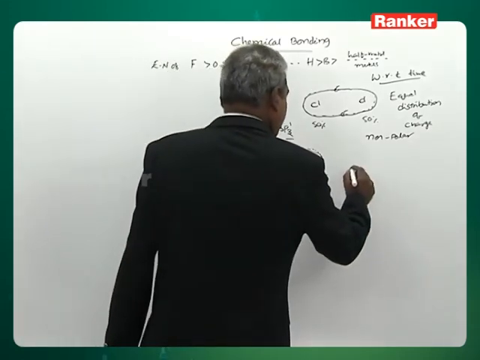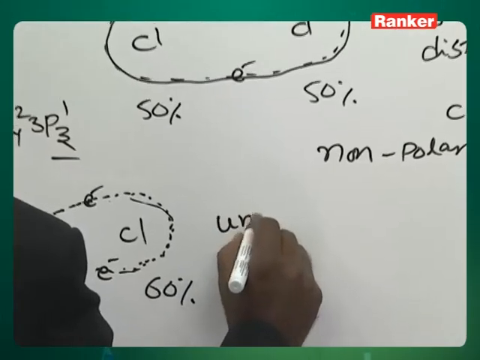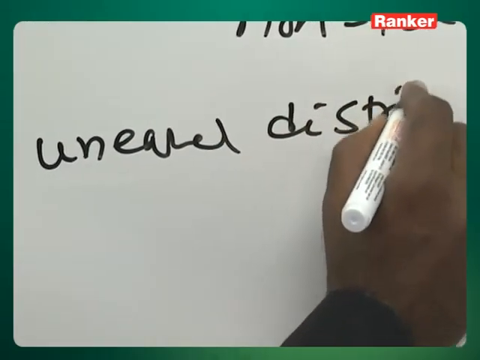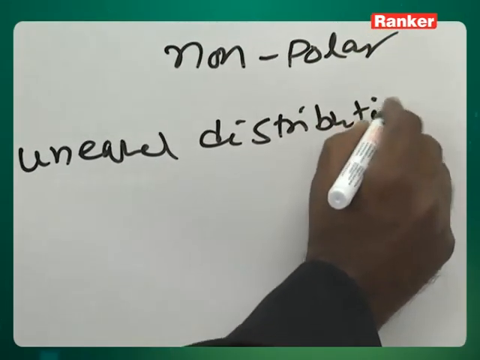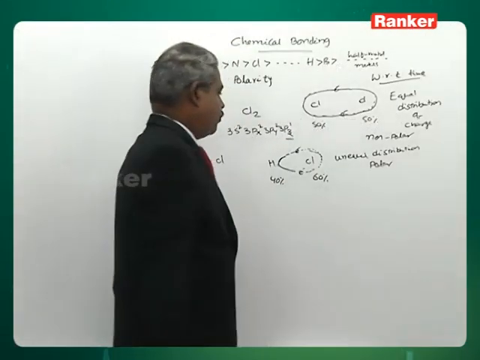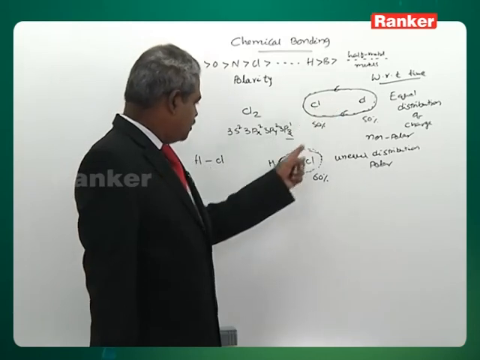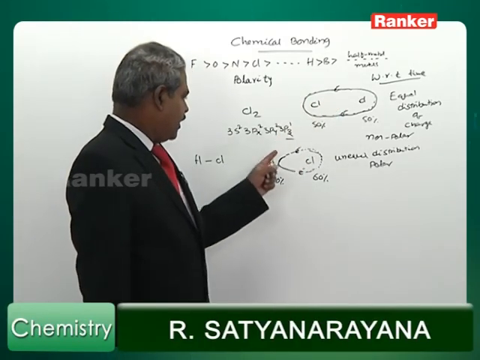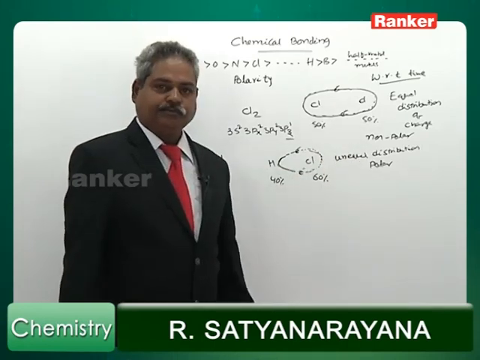Therefore, this is called unequal distribution. This is called polar covalent bond. Polar. This is also a covalent bond, but that is a non-polar covalent bond, and this is a polar covalent bond.